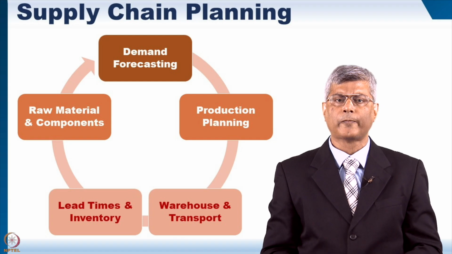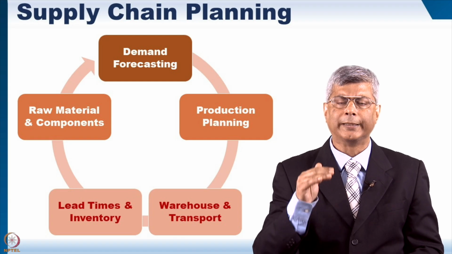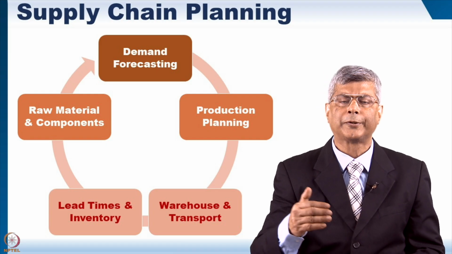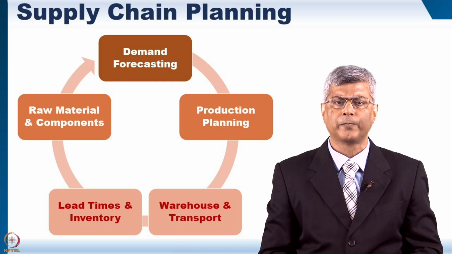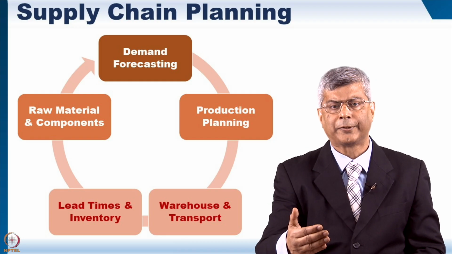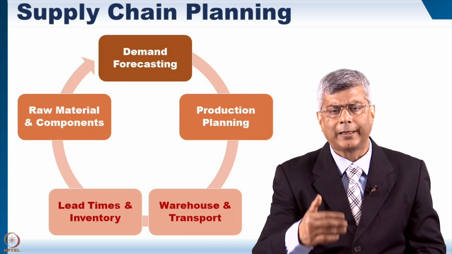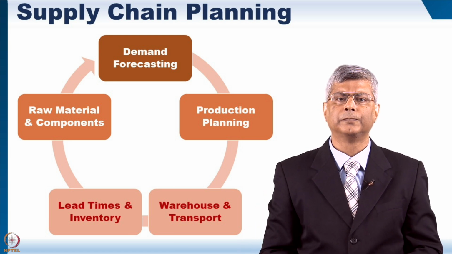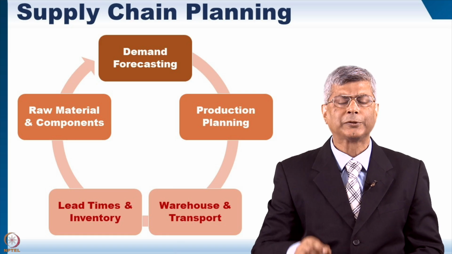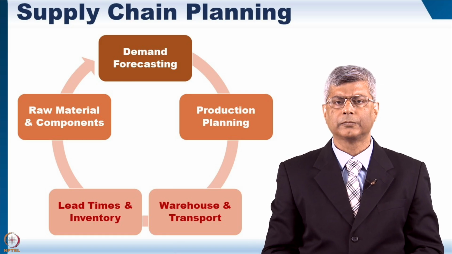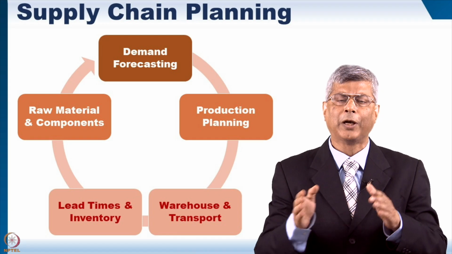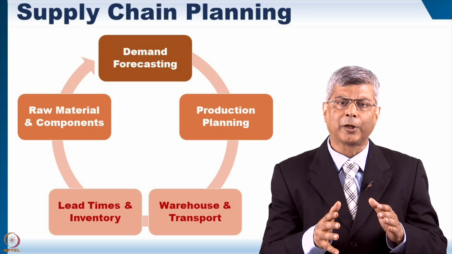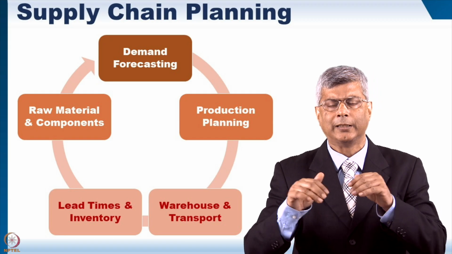Same with trucking. If your capacity to truck out is 10 trucks a day, chances are you don't want 100 trucks a day. But if your capacity is 100 trucks a day, you don't want to dispatch just 10 trucks a day, because then you have idle trucking capacity. So you have to plan the warehousing and the transport. Above all, you have to plan your lead times and inventory. Inventory is the kind of product that you have in your facility under your control.